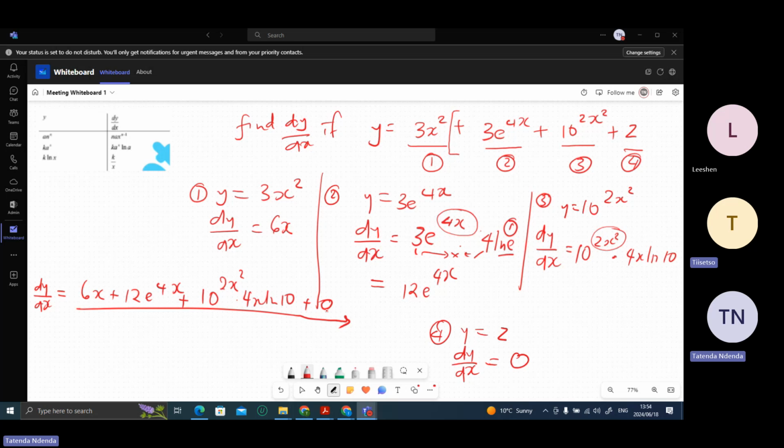How many marks is this question? Every term will be having its marks, so for this one it will be 4 marks. But remember, you don't need to write all this in your script. You just have to work it out on the side, then you put the answers later on.